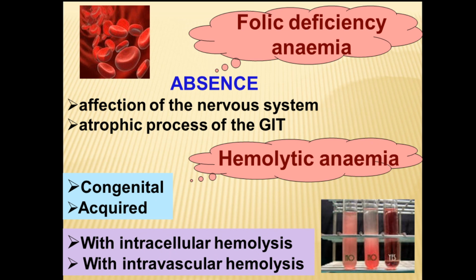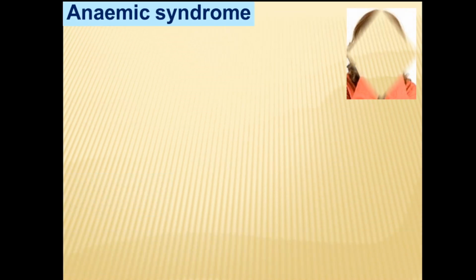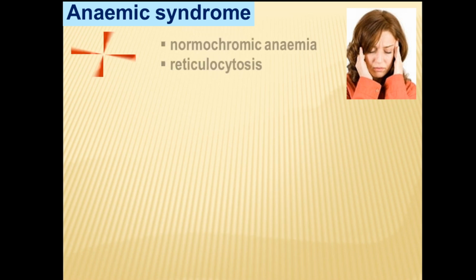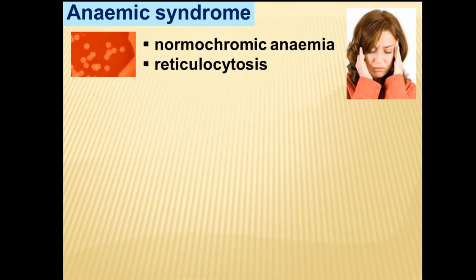Hemolytic anemia. Hemolytic anemia is divided into two groups depending on its origin, congenital and acquired, due to intracellular or intravascular hemolysis. Each is characterized by anemic syndrome, which has the same signs as iron and B12 deficiency anemia because it is formed due to hypoxia, but hemolytic anemia is normochromic and accompanied with reticulocytosis as a protective response to abnormal destruction of red blood cells.